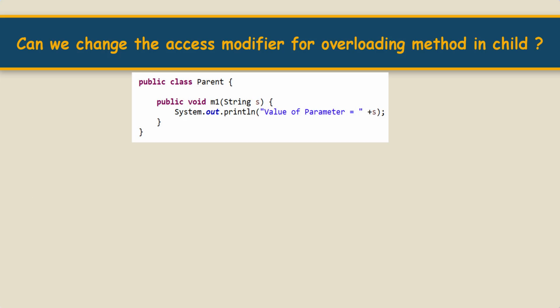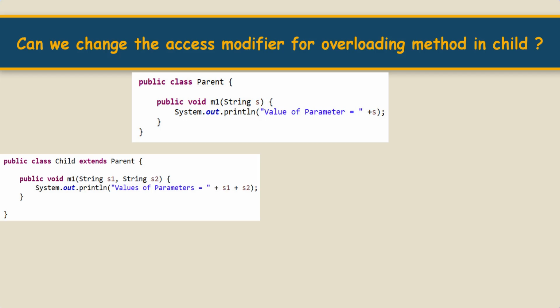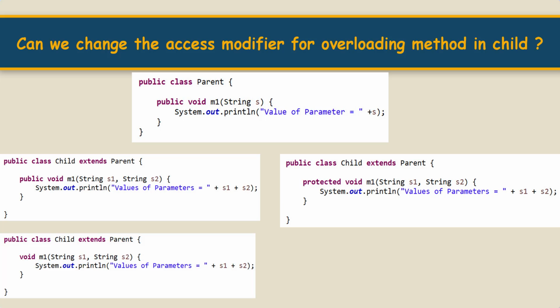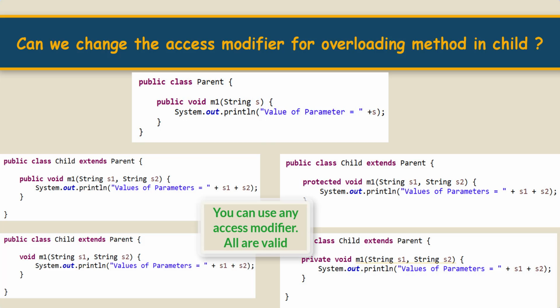So in the parent class we have public void m1, and in the child I can write public void m1 or protected void m1, or I can use the default modifier also, or I can make it private also, private void m1. Okay, so all these four combinations are acceptable in case of overloading.